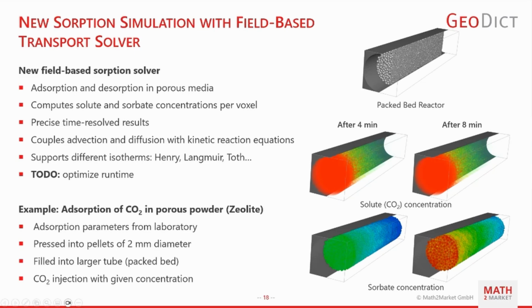And here you can see an example where the transport solver was applied to simulate adsorption of CO2 into zeolite in a packed bed reactor. CO2 is injected from one side with a given concentration and transported through the pore space, and it's adsorbed in the porous powder.